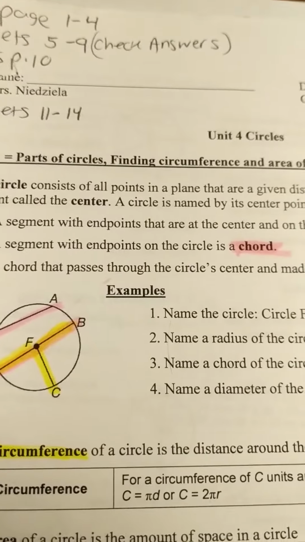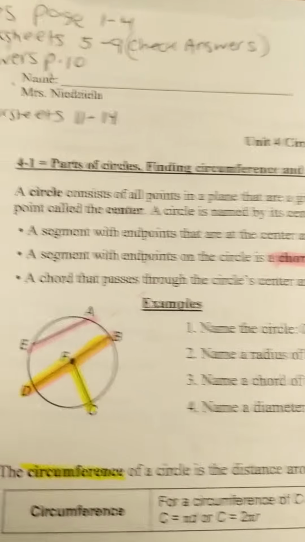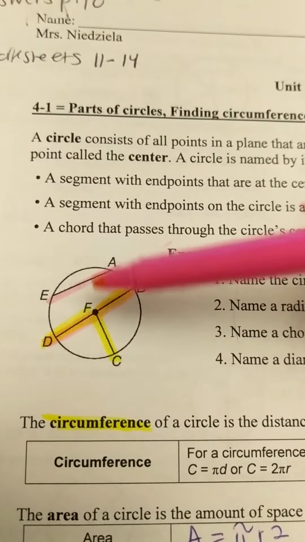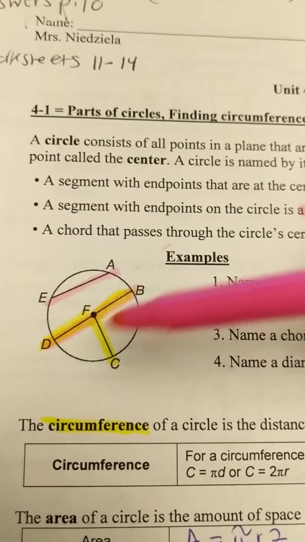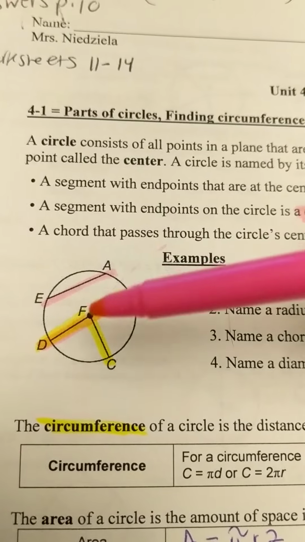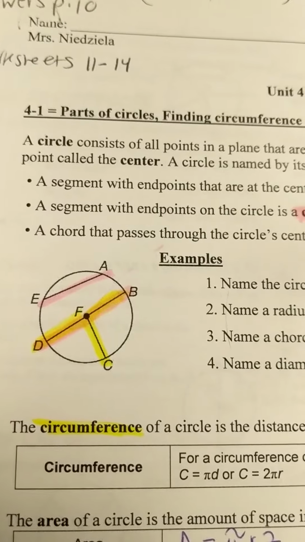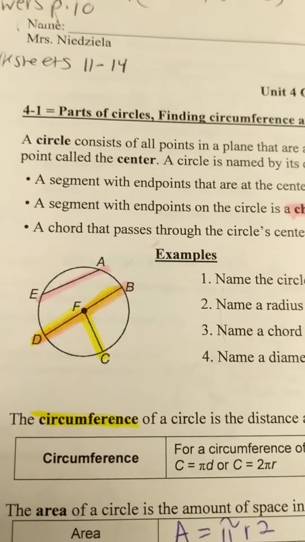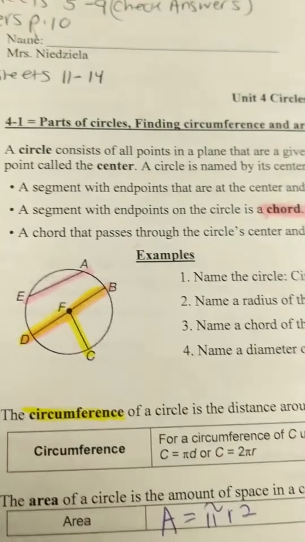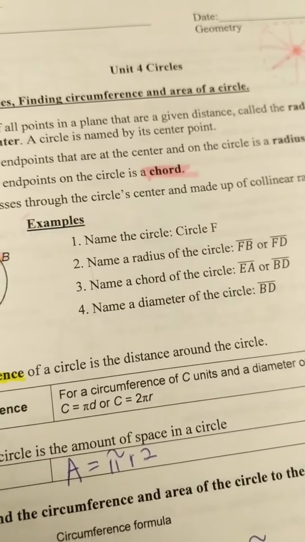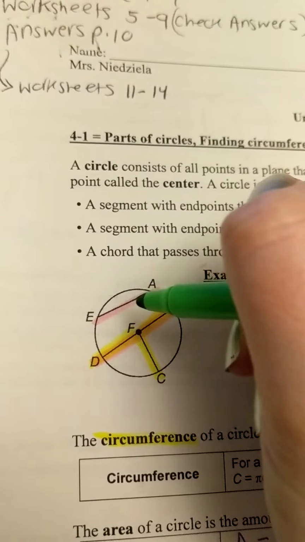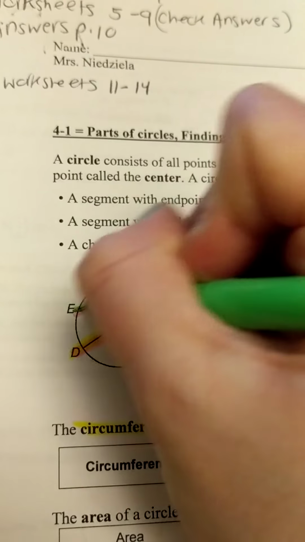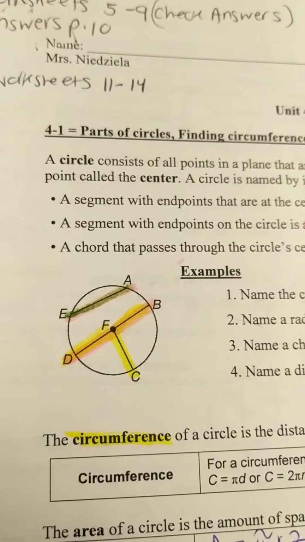The new one might be: a segment with endpoints on a circle is called a chord. Looking at this circle here, we can identify that CF, BF, and FD are all radii. BD is a diameter. The center of the circle is point F. But one thing that might be new is that a chord of this circle is AE. We're going to be working with chords a lot in this unit, so I want to make sure that the new one is identified there.